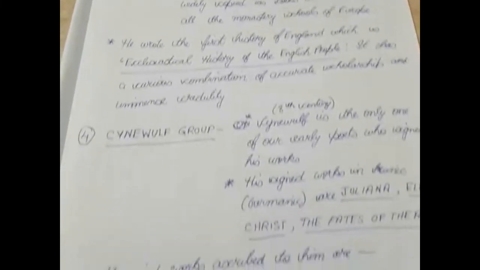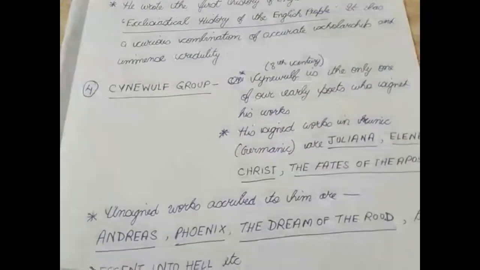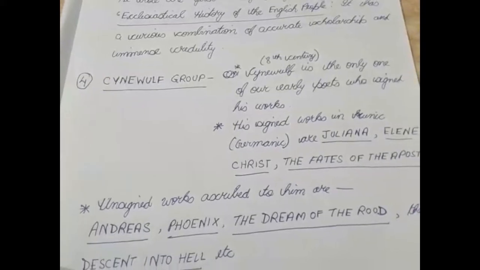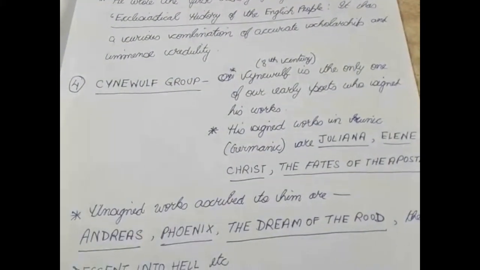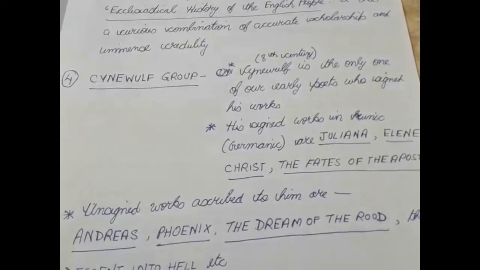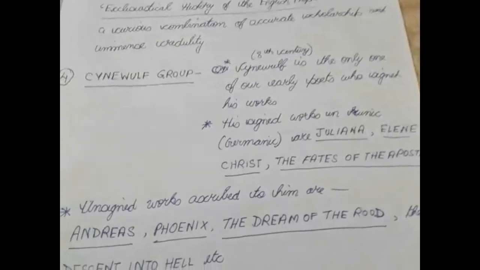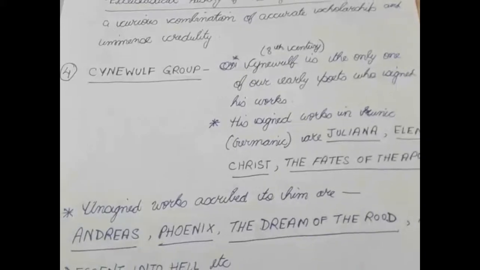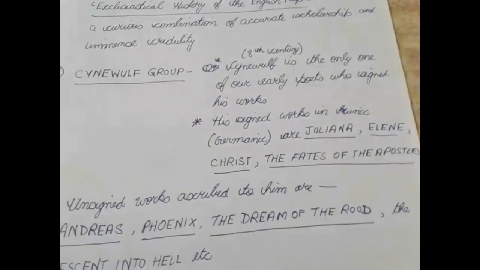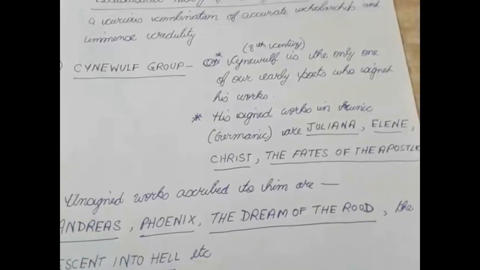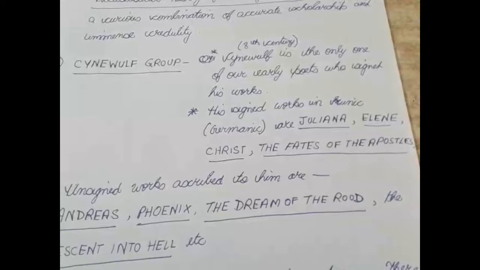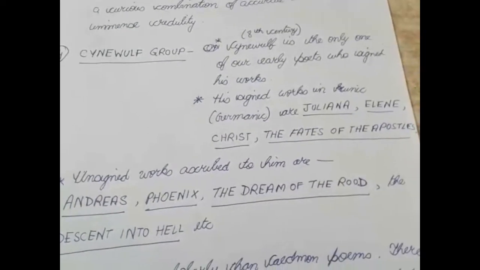Then we have the Cynewulf Group, which is the fourth and the last part of the poetry. Cynewulf belonged to the 8th century and he is the only one of our early poets who signed his works. Because he signed his work, we could know which poems actually belonged to him. He signed works in Runic. Runic means Germanic script. They are Juliana, Elene, Christ, and The Fates of the Apostles.